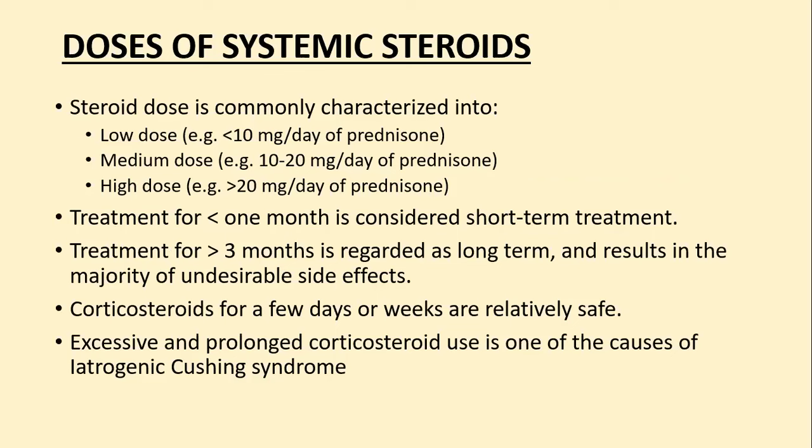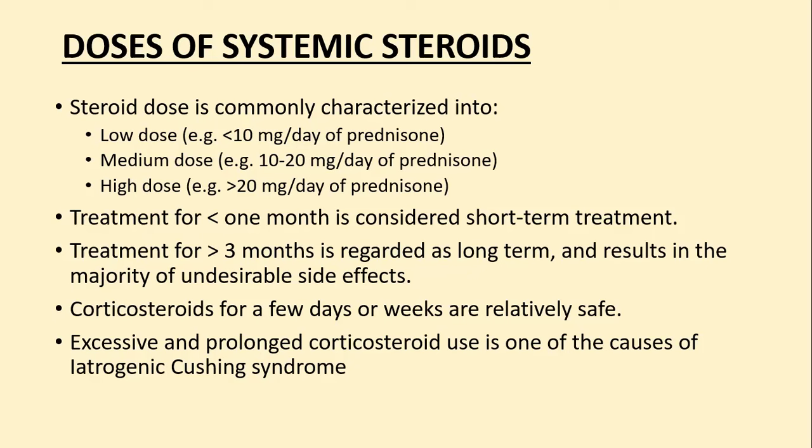Doses of systemic steroids. Steroid dosing is commonly characterized into a low dose, which is less than 10 milligram per day of prednisolone. So if you are giving 10 mg or 2 tablets of 5 mg prednisolone, you are in low dose. Medium dose is from 10 to 20 milligram of prednisolone. And high dose is anything more than 20 milligram of prednisolone per day.